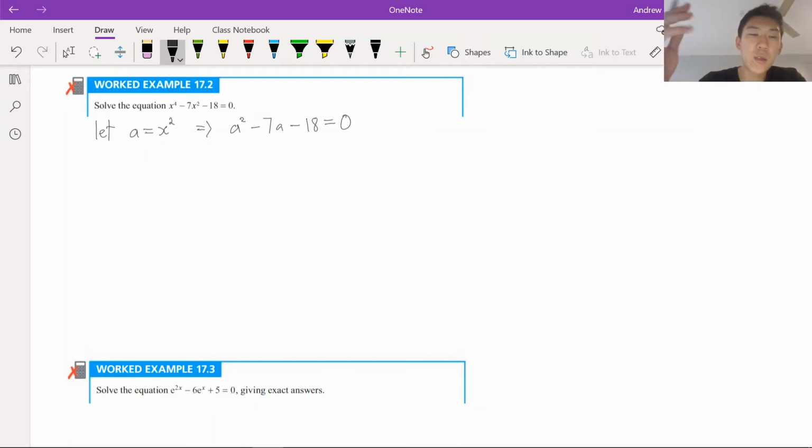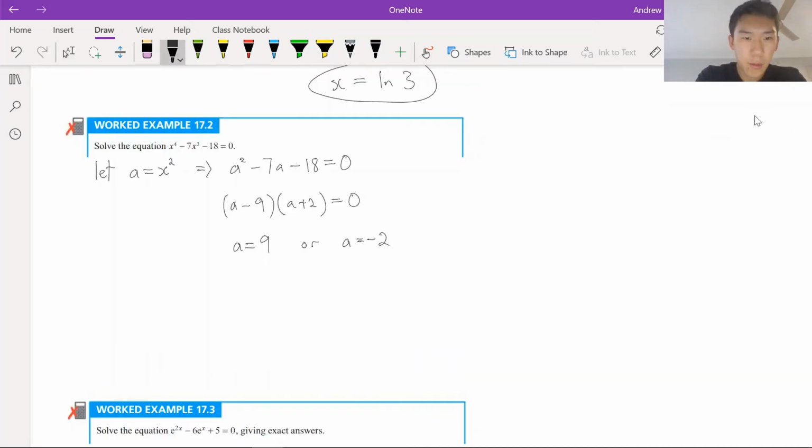So this is one way you can go about it. You don't have to do it exactly like this every time. You can just use x squared if you want to, but this makes it a little bit more obvious that it's a quadratic. So let's try to solve this one. Pick your method, but I like to factorize or look to factorize whenever possible. I'm pretty sure we can factorize this one. Yep, we can get (a take 9)(a plus 2) equals 0. So using our null factor law, a equals 9 or a equals negative 2.